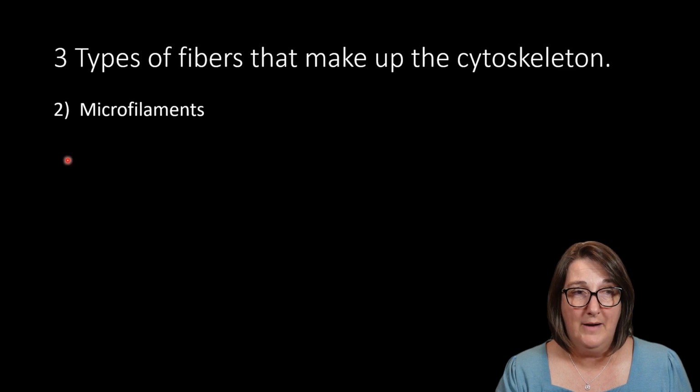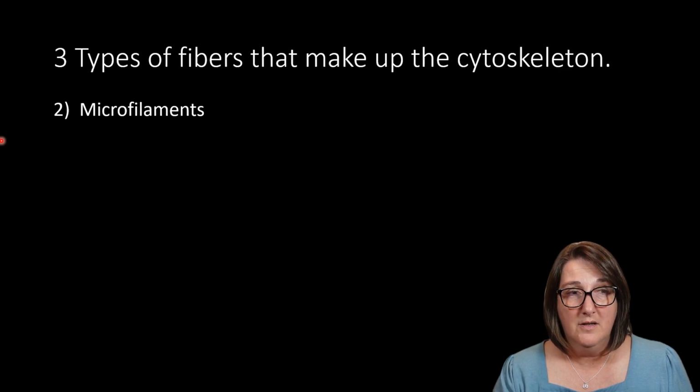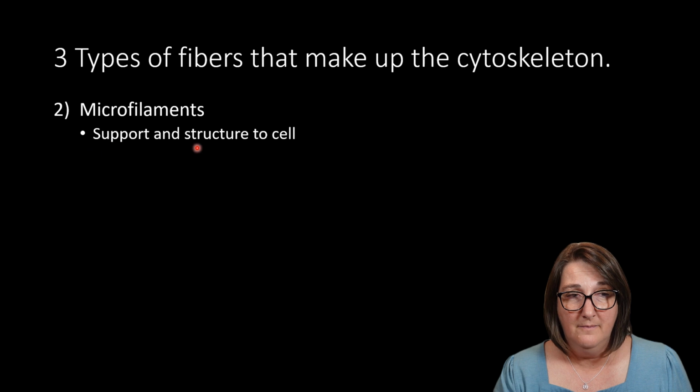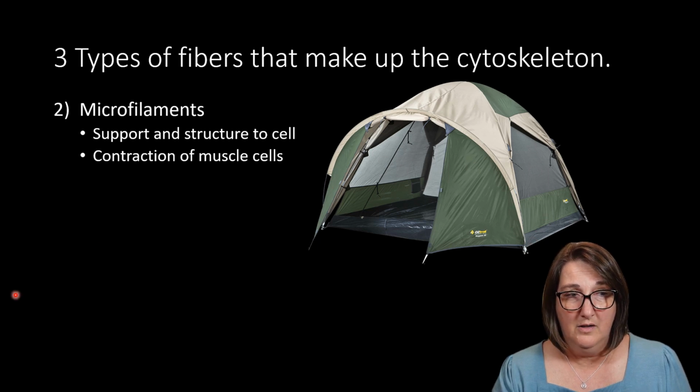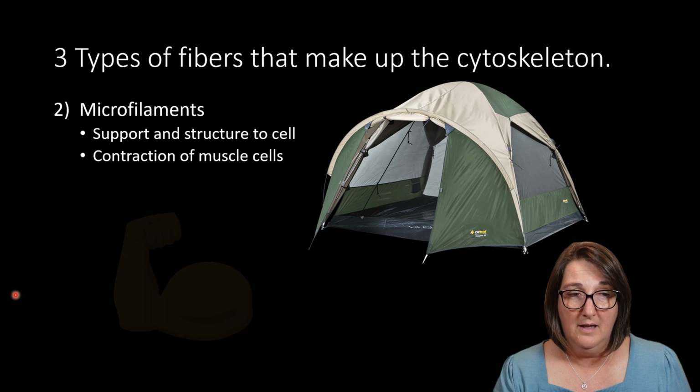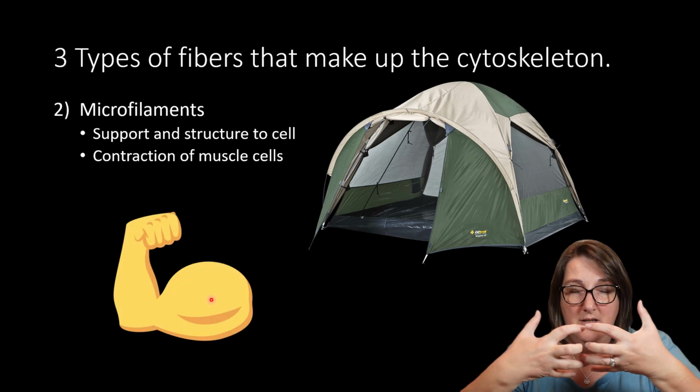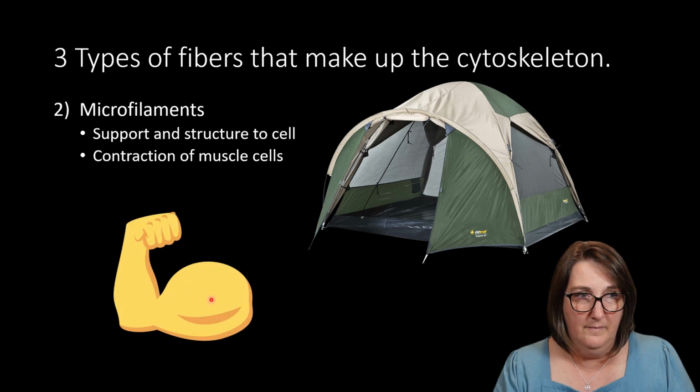The next one we have are microfilaments. These are going to support structure to the cell. And again, think of it kind of like a tent. So these are poles. These are going to go in. It's going to provide that shape and structure. Contraction of muscles is going to allow stuff to pull together, and it's going to allow stuff to pull apart.